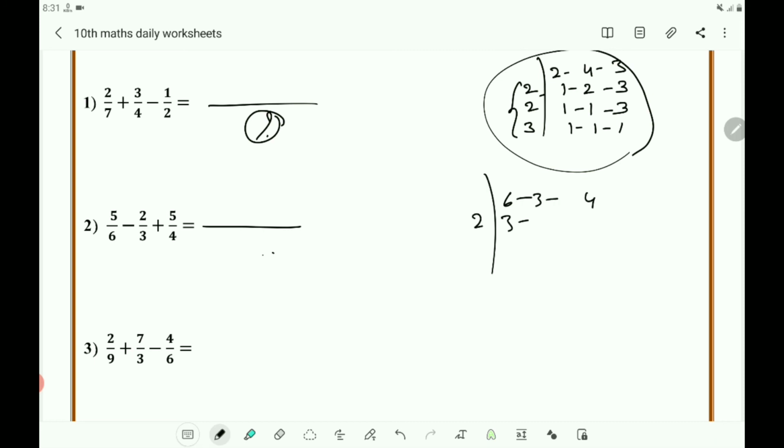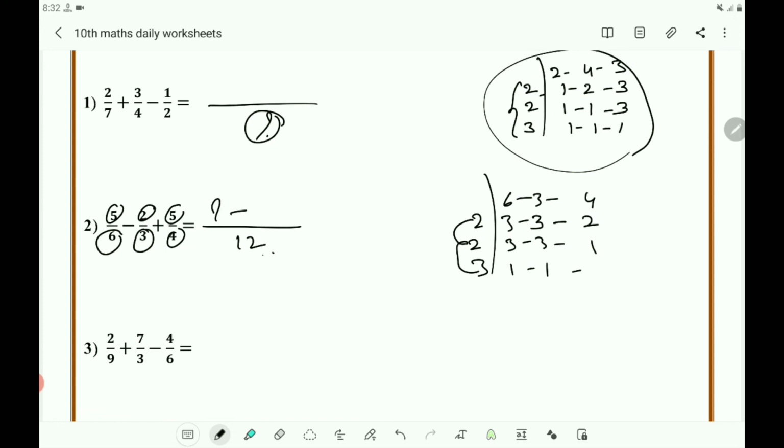Start with 2. 2 threes are 6, 3 you write as it is, 2 twos are 4. Next 2, write this 3 as it is, 2 ones are 2. Then 3 ones are 3, ones are 1. 3 twos are 6, 6 twos are 12, you are going to get. You know that 6 twos are 12, 5 twos you must write. 3 fours are 12, 2 fours are. 4 threes are 12, 5 threes are. Like this way you multiply and write here.